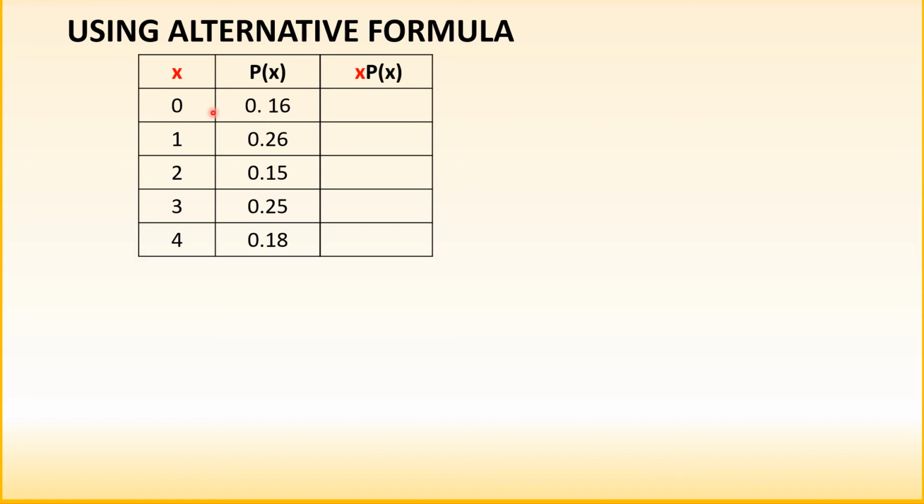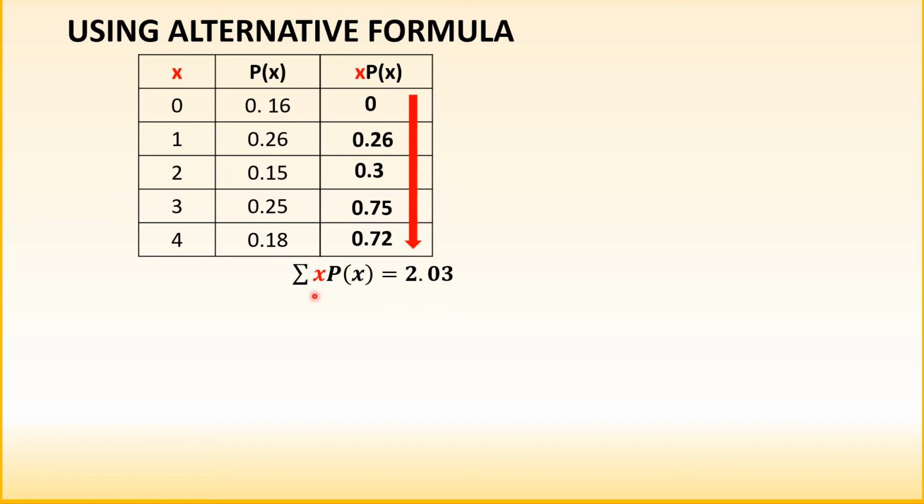0 times 0.16 is 0. 1 times 0.26 is 0.26. 2 times 0.15 is 0.3. 3 times 0.25 is 0.75. And the last one, 4 times 0.18 is 0.72. Then, after that, we're going to get the sum para sa summation natin. And that is equal to 2.03.